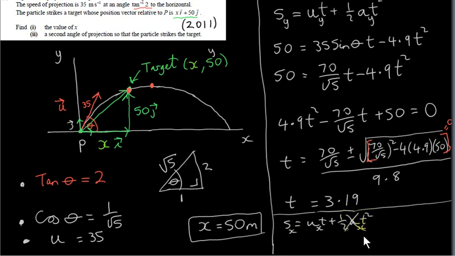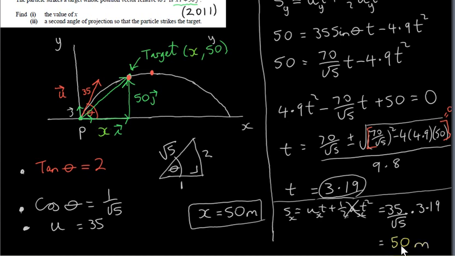Ax is 0, as I've explained to you before several times. There's no force acting on the particle in the horizontal direction, so the x component of the acceleration is 0. So we see that s sub x is just ux times t. But what is ux? It's the x component of u, 35 cos theta, which is 35 times 1 over root 5, or 35 over root 5. We multiply that by t, which is the time taken for the particle to hit the target. That's 3.19. We get an answer that's very close to 50, as you saw before. The exact answer is actually 50.